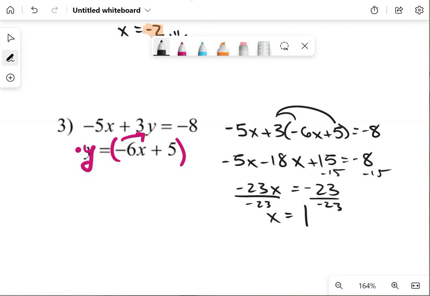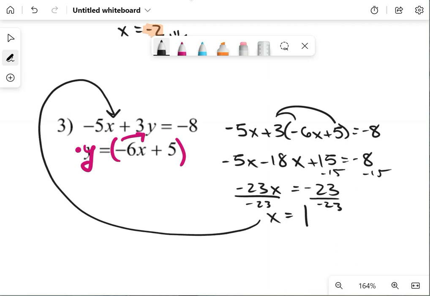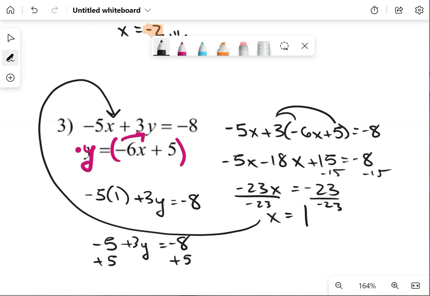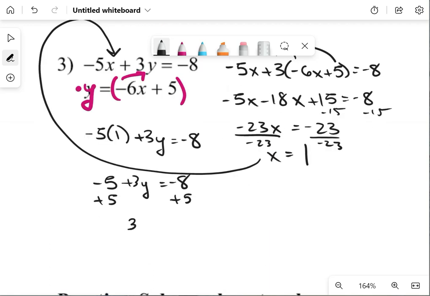Put that back into any of the equations. I'll put it back into the top one. So negative 5 times 1 plus 3y equals negative 8. And that means negative 5 plus 3y equals negative 8. So depending on which one you put it back in, you may have more or less work to solve. 3y equals negative 3, and y equals negative 1. So we have 1, negative 1, x, y, that is also important, as your answer.